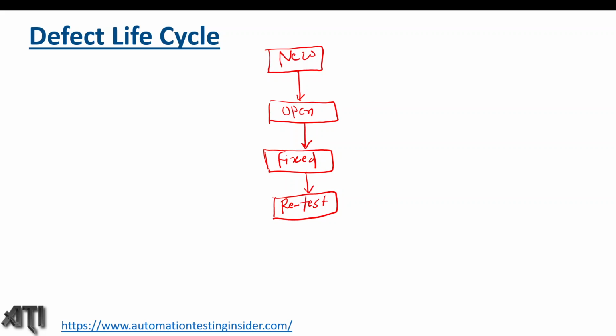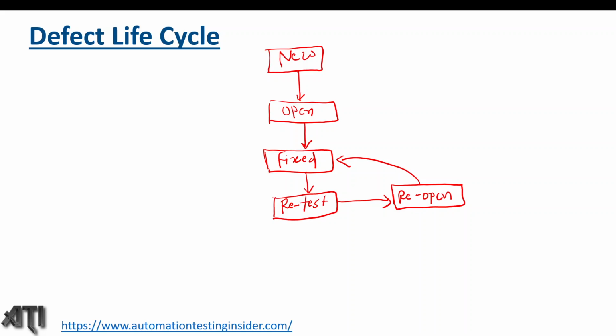Now while retesting the defect, if we find that the defect is not working as expected, we will reopen the defect and assign it to the development team. So the next status is reopen, and we will assign it to the development team. So they have to rework on their fixes, and once again they will fix the defect, they will make the changes to their code, and then they will assign it back to the testing team.